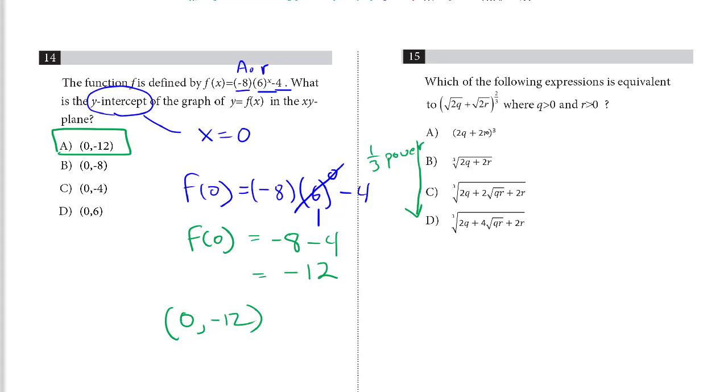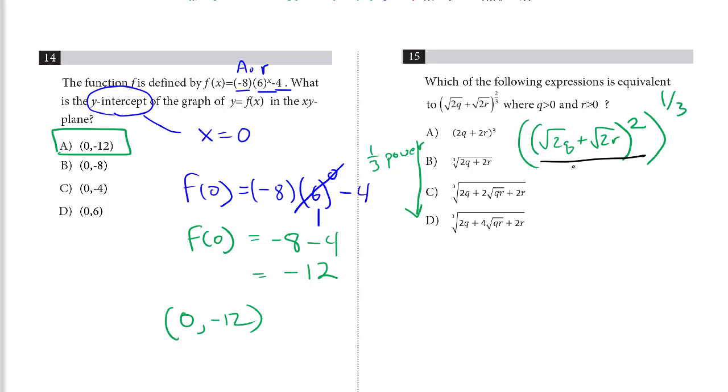So I could rearrange this in any way possible, but I want to rearrange it into my answers. The form of my answer is to make it a cube root, or whatever it is going to be raised to the 1/3 power. So I'm going to rewrite this as the square root of 2q plus the square root of 2r, squared, and that whole thing is going to be raised to the 1/3 power, which is essentially my cube root. I'm just writing it as a rational exponent. So what is then the square root of 2q plus the square root of 2r, squared?